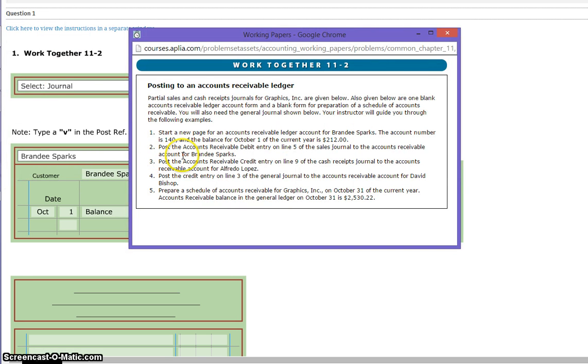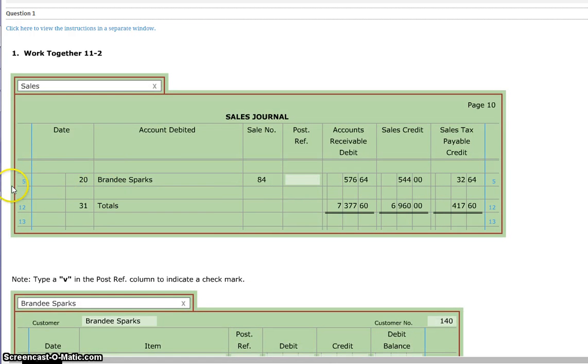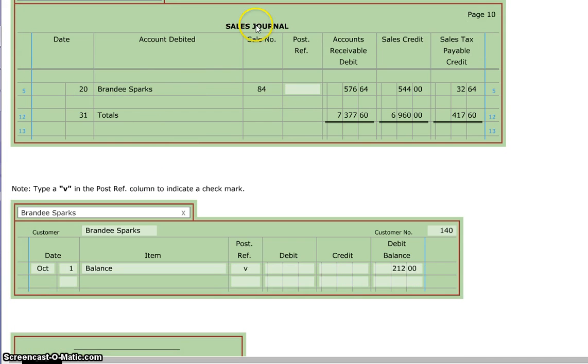Instruction number 2, post the accounts receivable debit entry on line 5 of the sales journal to the accounts receivable account for Brandy Sparks. So we already have Brandy Sparks open. Now we have to open up our sales journal. So up here we go to sales journal and we're looking at line 5 on the 20th for Brandy Sparks. In this particular journal we're only looking at the accounts receivable debit. So we made a sale on account and this person owes us $576.64. So we're going to plug in the date, the 20th. Post reference, we got it from Sales Journal number 10, so it's S10.